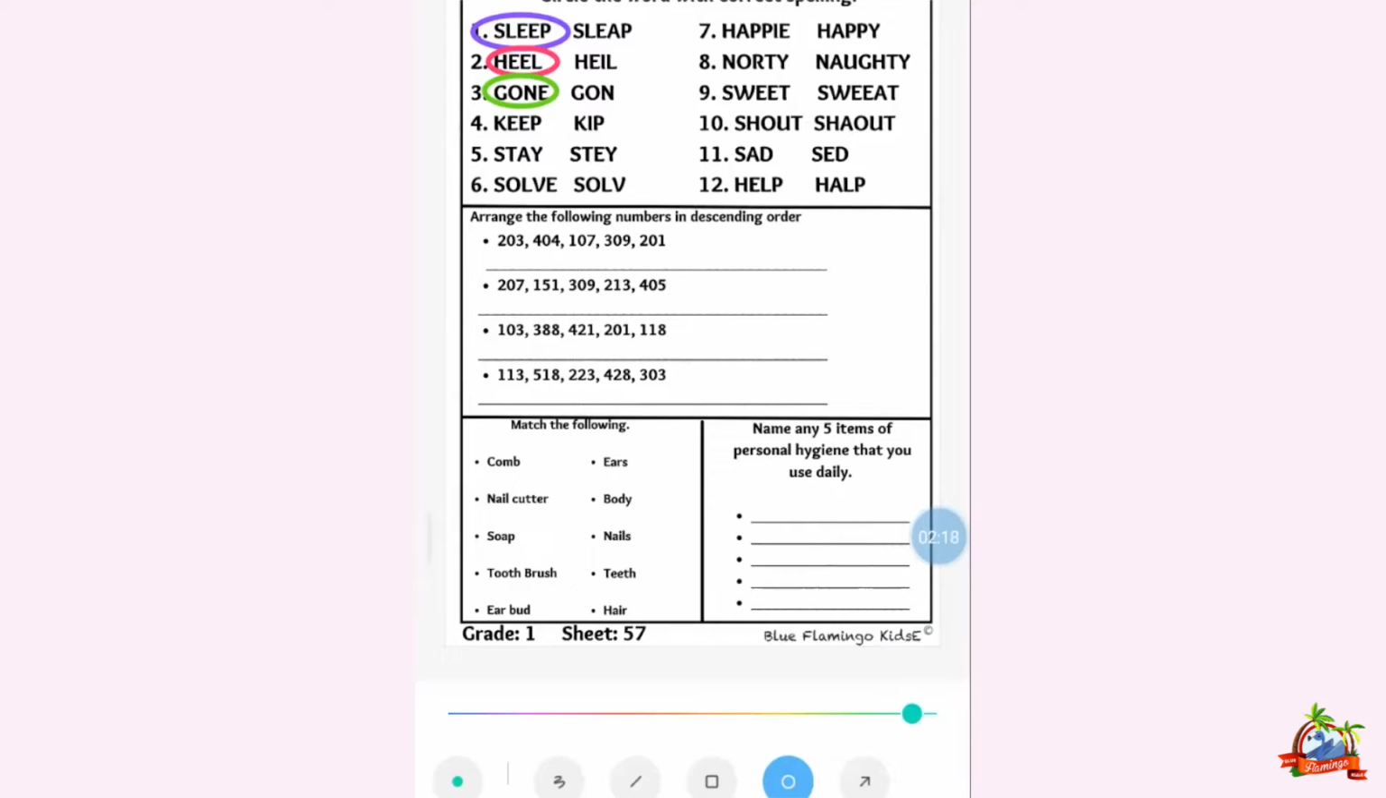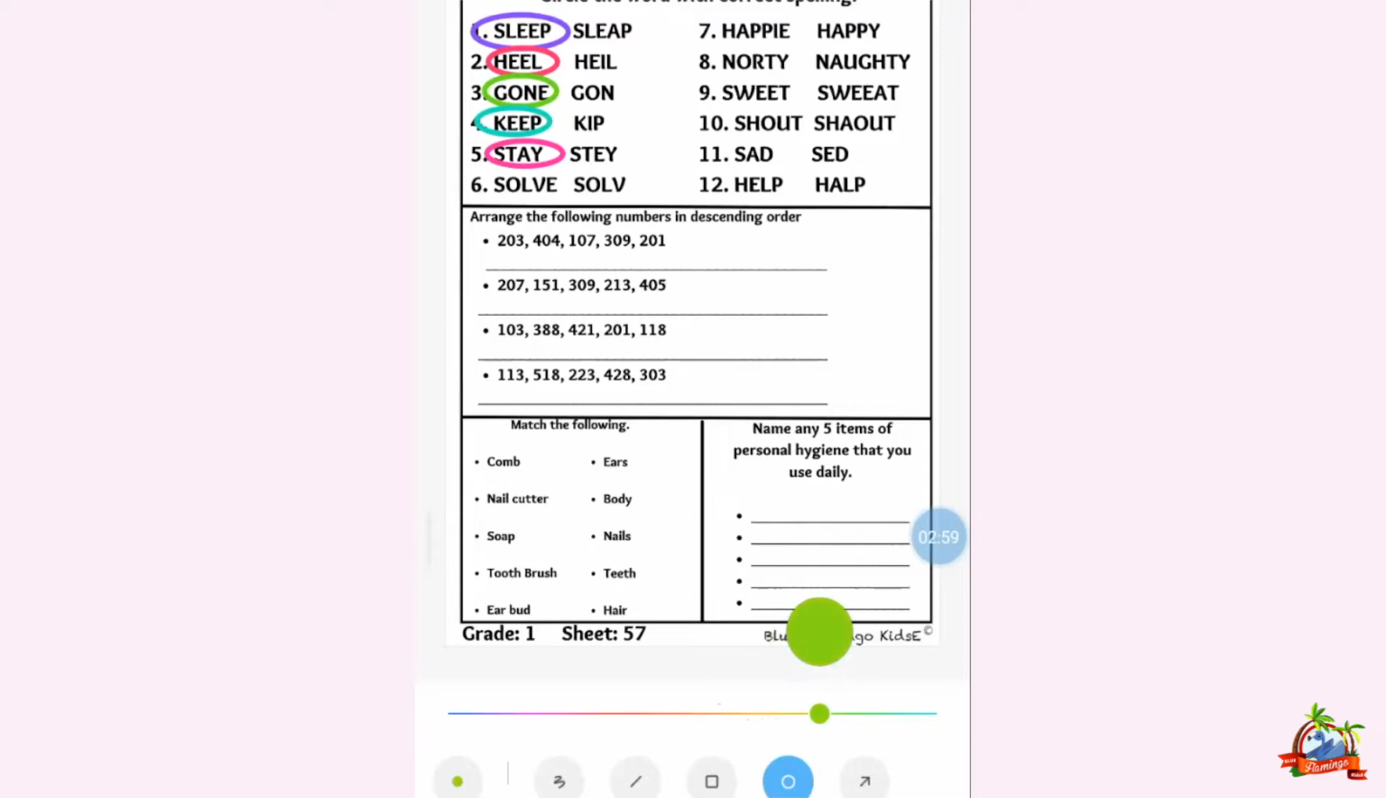Next word is keep. KEEP. Fifth word is stay. stay मतलब रहना. STAY.